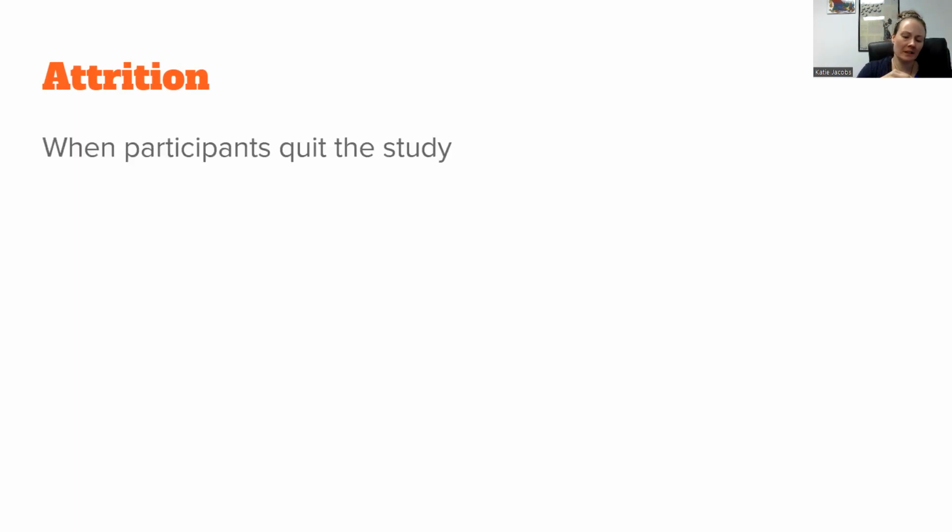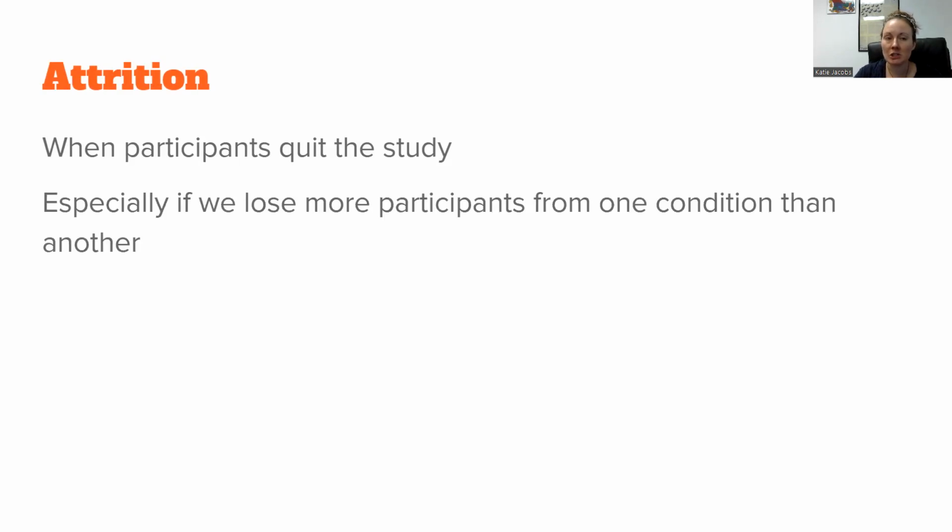Attrition is another really big threat to the internal experimental validity of our studies. And this is when participants quit the study or they just decide they don't want to be a part of it anymore. And this is especially problematic if we have some sort of experimental design or any design really, and we lose more participants from one condition or another. I guess that would be a problem in any kind of study, even a quasi-experimental design. And so if we lose too many participants in an entire study, then that kind of skews our results.